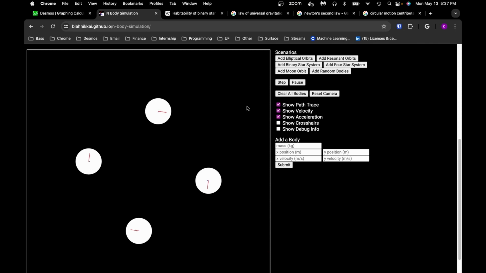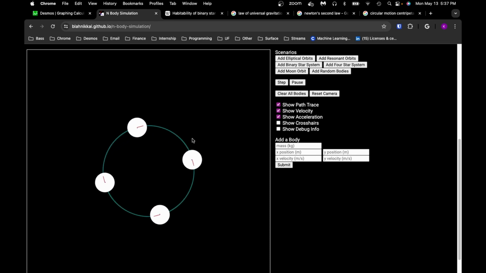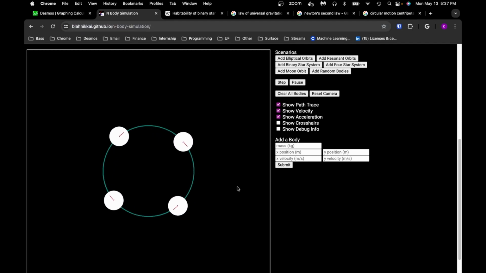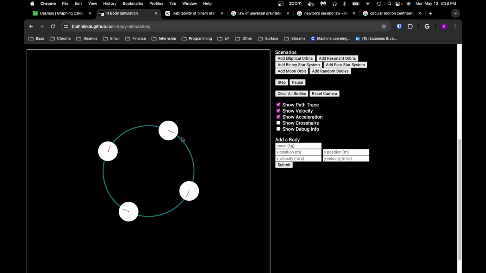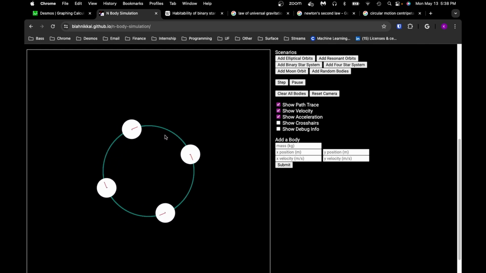Next one, 4-star system. This one's pretty simple. They just orbit in a stable circle. And I think if you watch long enough, which I won't do because we don't have all the time, but you can visit the website at this URL, which will be in the description, and play around with it yourself. I think they might eventually knock themselves out of orbit. It's not 100% stable. But this one's pretty simple, so not much to say. They just orbit each other in a circle, but it's pretty cool to look at.